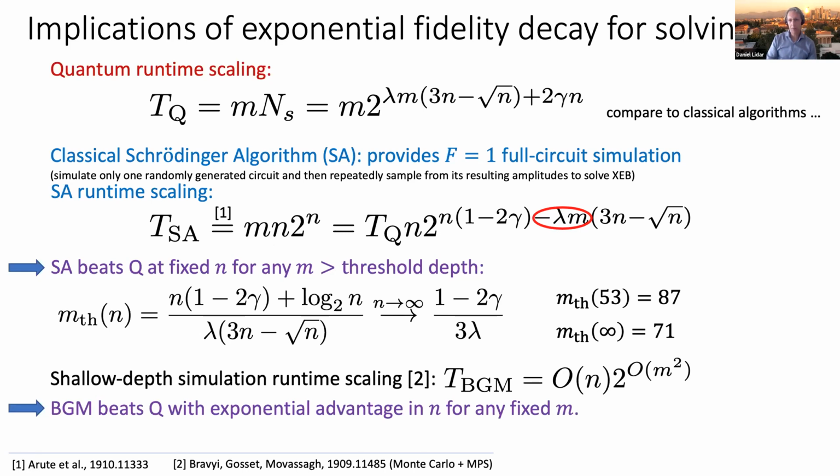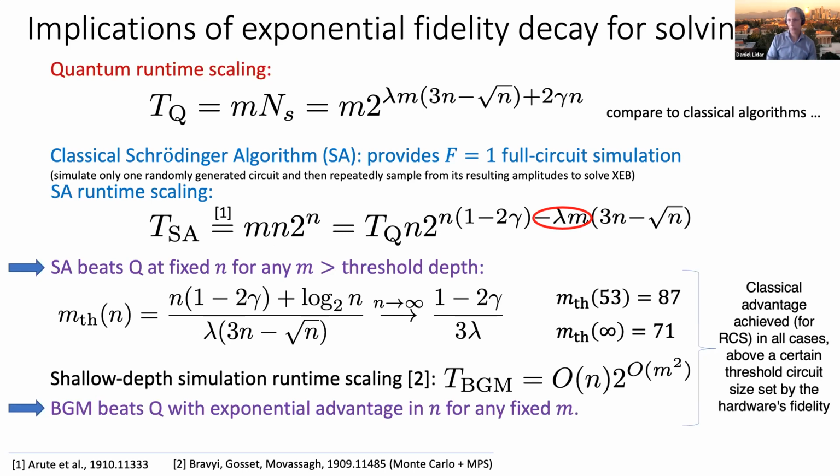Right, so basically we've boxed in the quantum algorithm now, because we have Schrodinger, which is good for large m at fixed n, and we have BGM, which is good for large n at fixed m. And so we've boxed in the quantum algorithm. So clearly already from here, asymptotically speaking, there can be no quantum advantage for sufficiently large m and n.